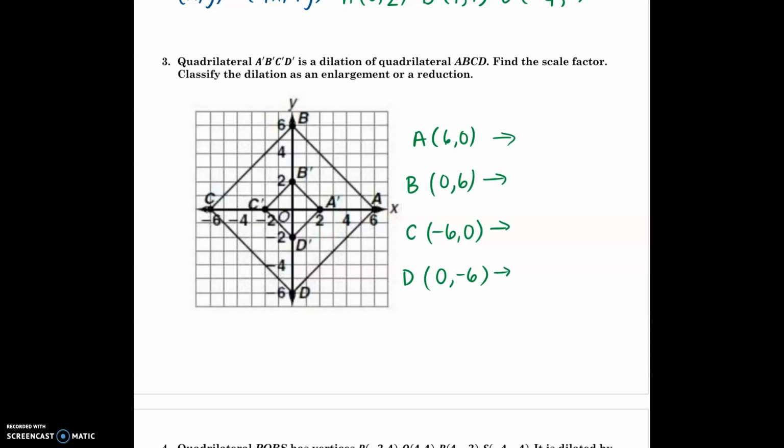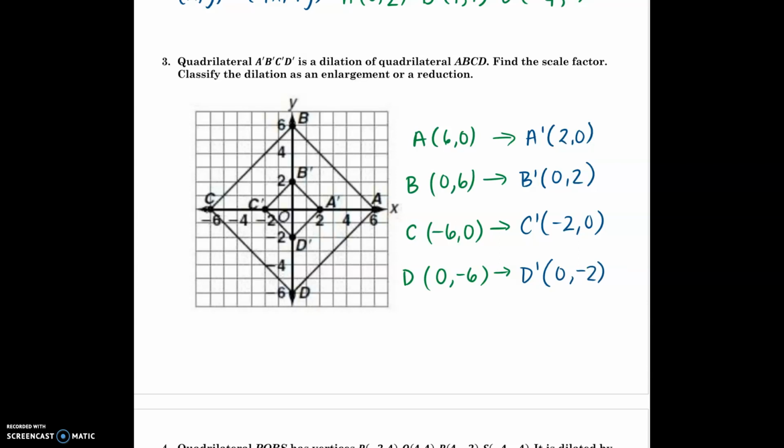Now we want to list out the coordinates of our image. A prime is (2, 0). B prime is (0, 2). C prime is (-2, 0). And D prime is (0, -2).